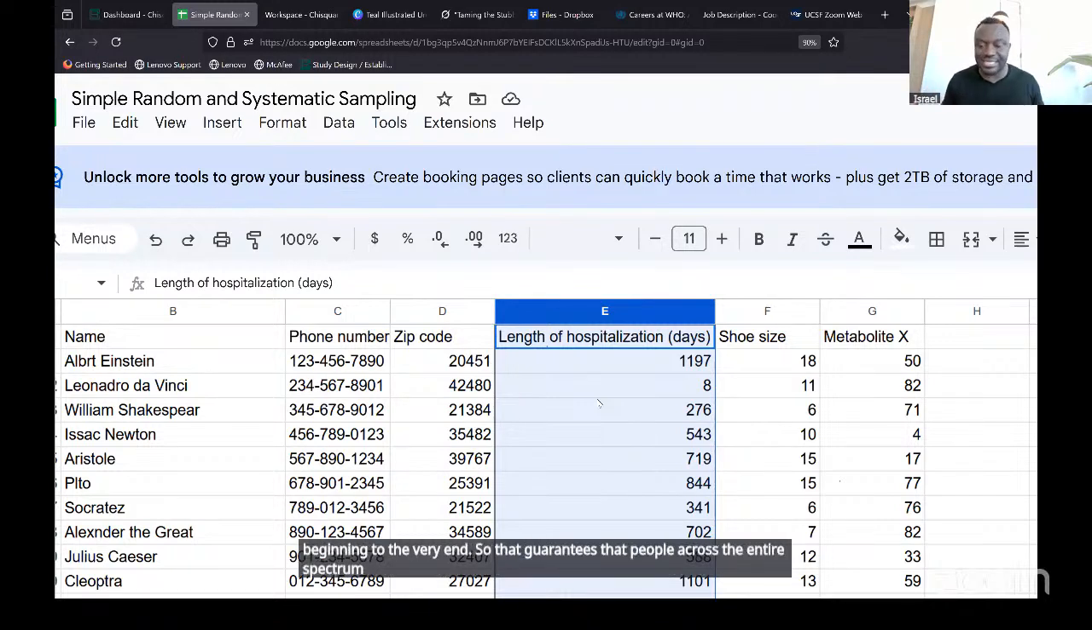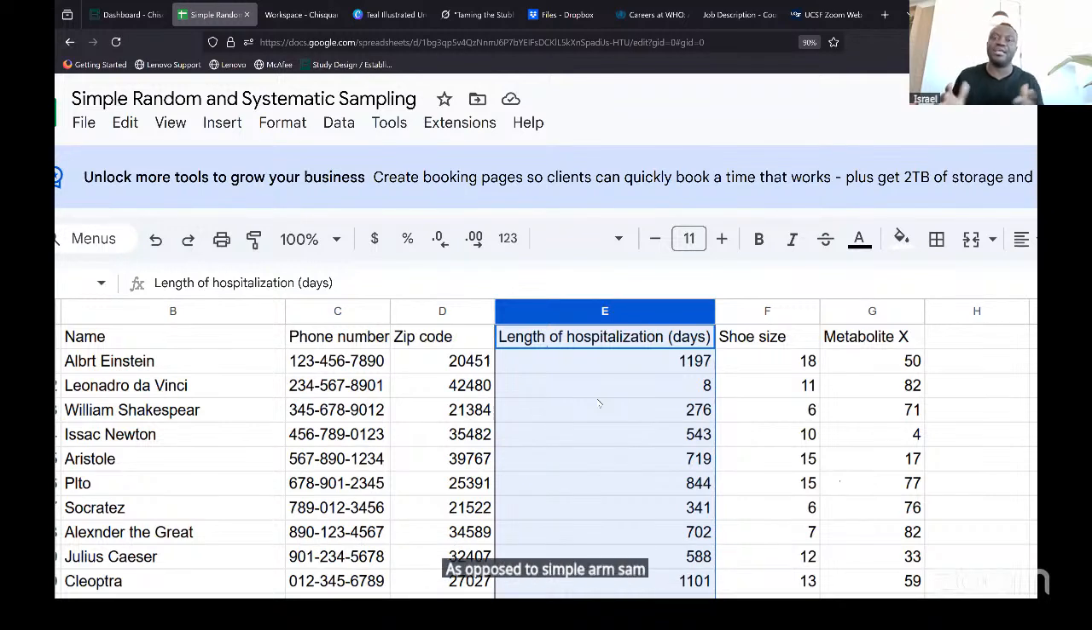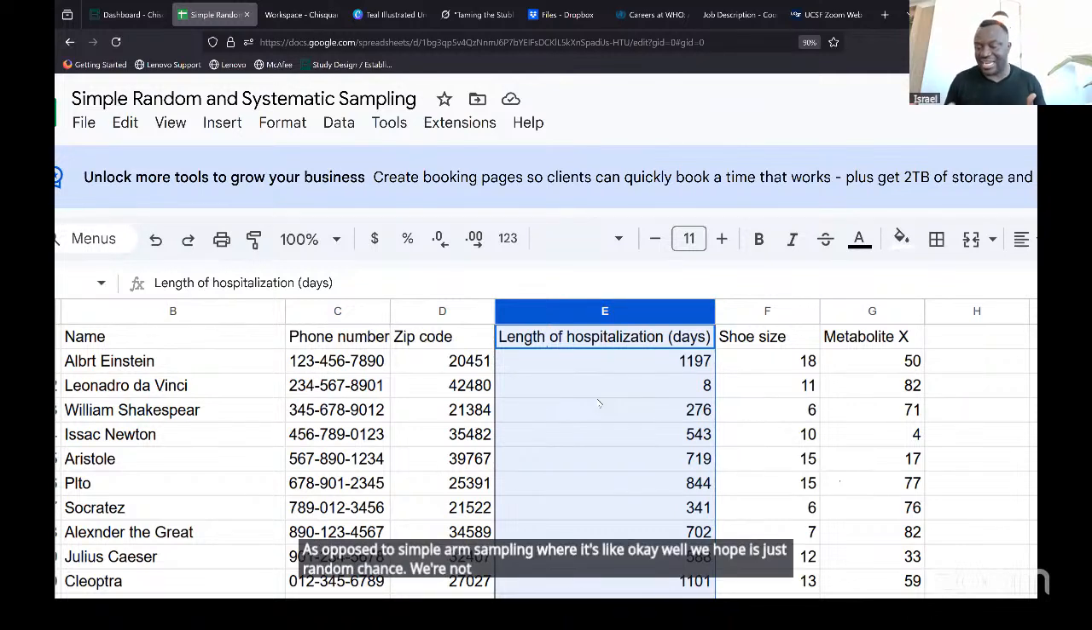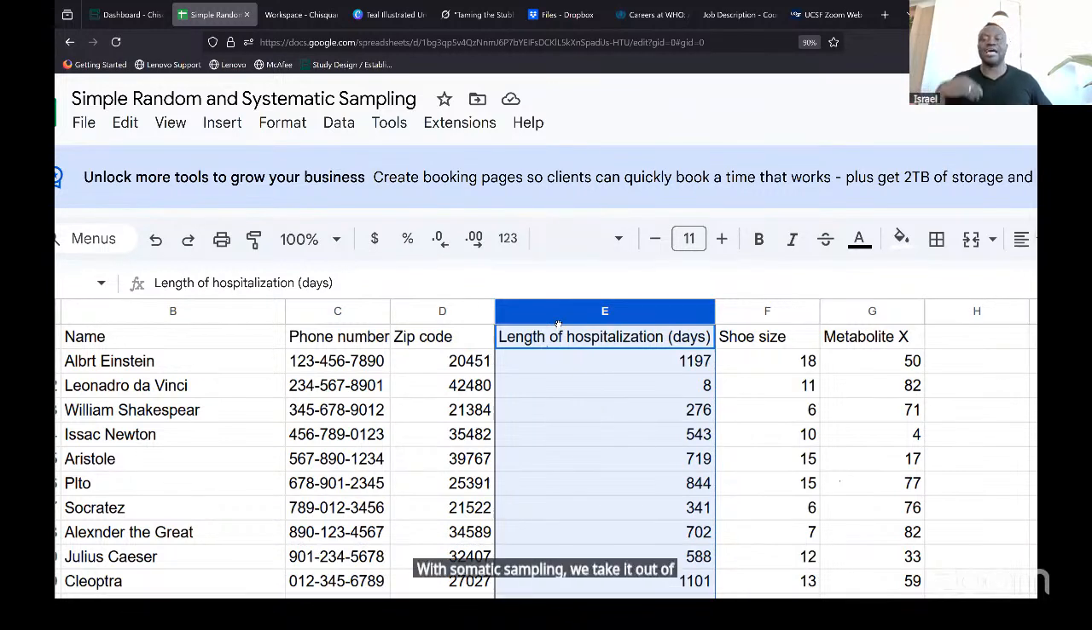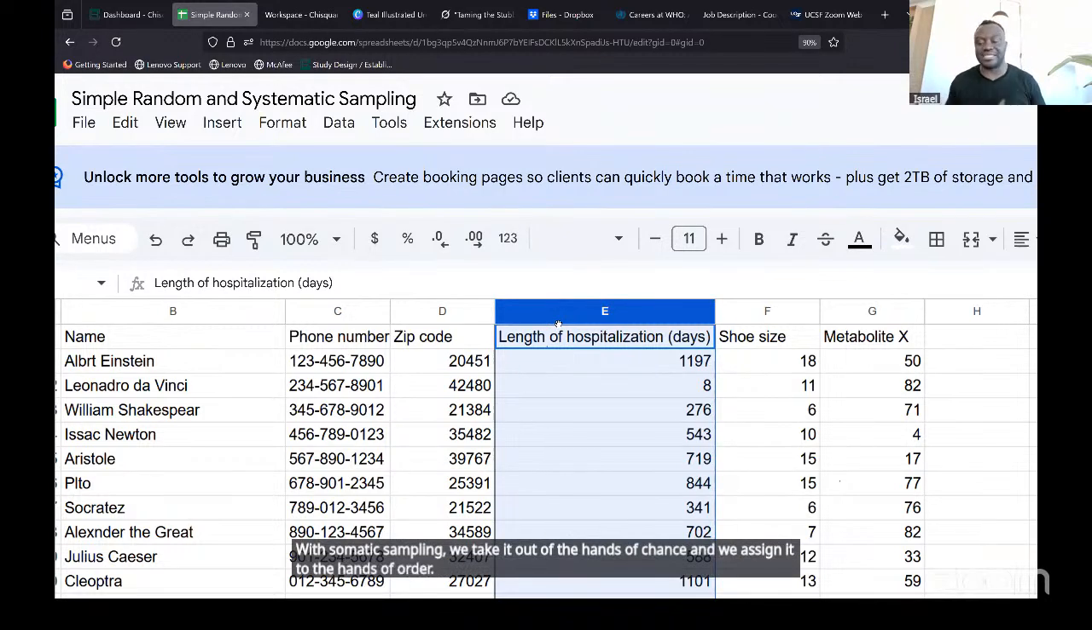That guarantees that people across the entire spectrum are captured, as opposed to simple random sampling, where we hope it's just random chance. It's likely that everybody's going to be captured across the spectrum, but you don't know. You are relying on chance to make that happen. With systematic sampling, we take it out of the hands of chance and we assign it to the hands of order by sorting it and then selecting at random.